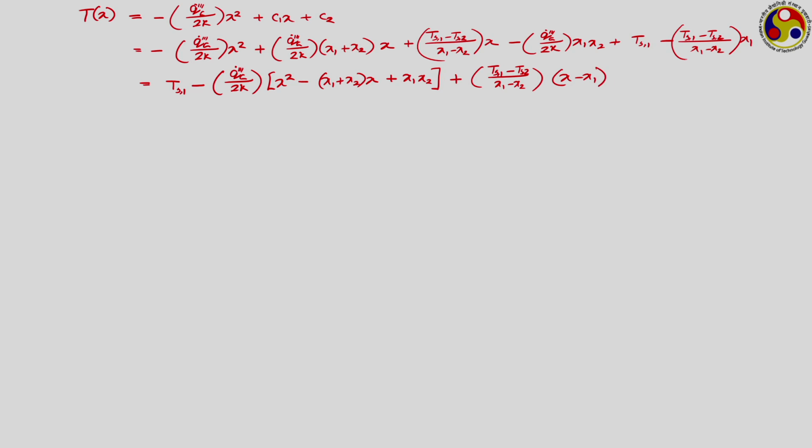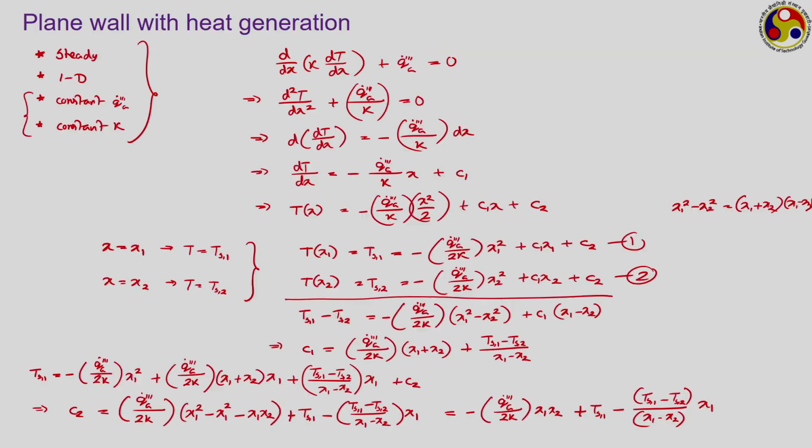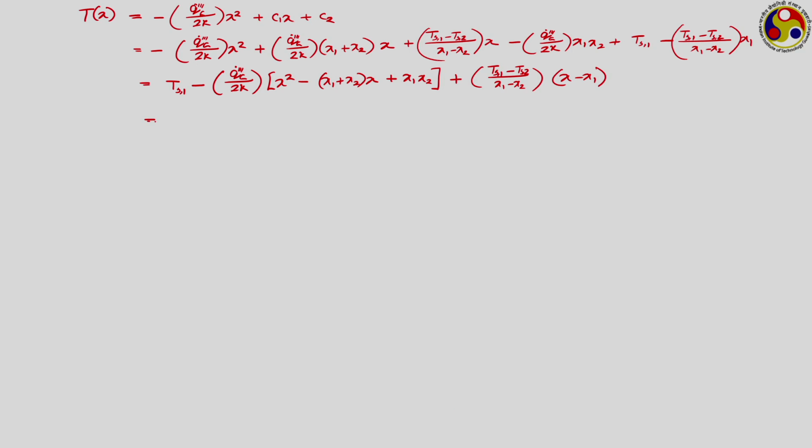So, not very difficult, but quite long mathematical procedure that we are doing, but what we have done is nothing but starting from this generalized equation and then put these two limits at x equal to x 1, T is equal to T s 1 and at x equal to x 2, T equal to T s 2. One final step then to complete this: T s 1 minus q 0 triple prime upon twice k into, what is the best way of writing this? Let us keep this in this particular form only.